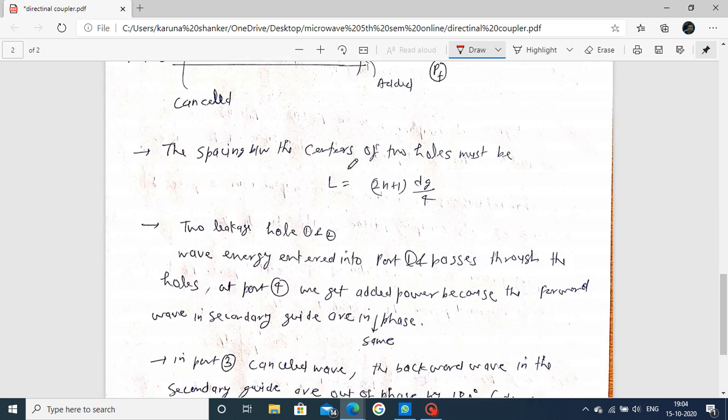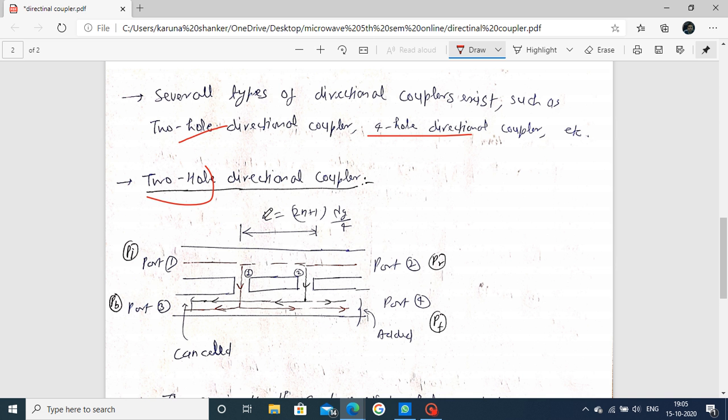Similarly, to observe the operation of the directional coupler, one consideration is that the length between the two couplers or two holes is (2n+1) lambda g by 4, where n is an integer value: 0, 1, 2, 3. If we consider n as 0, then it comes to lambda g by 4. In this pattern, this is the length between the two holes. Then the properties of the directional coupler follow.